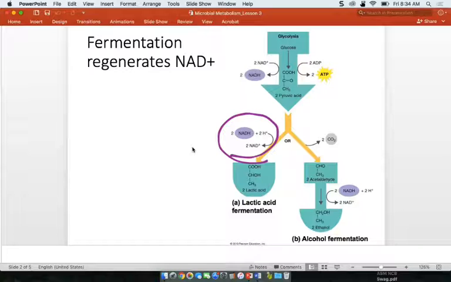On the right-hand side of this image, first there's going to be an oxidation of carbon to form a 2-carbon molecule, acetaldehyde. That gets reduced to form our ethanol, and that's where we get the gas and the alcohol in alcoholic fermentation.